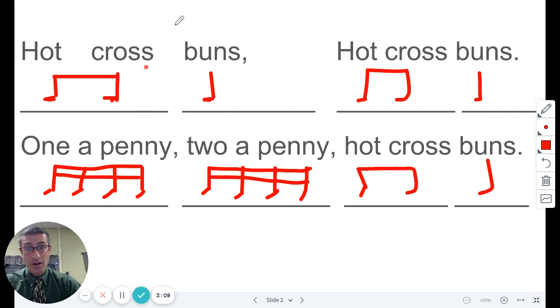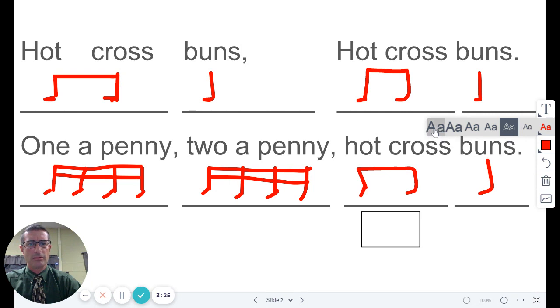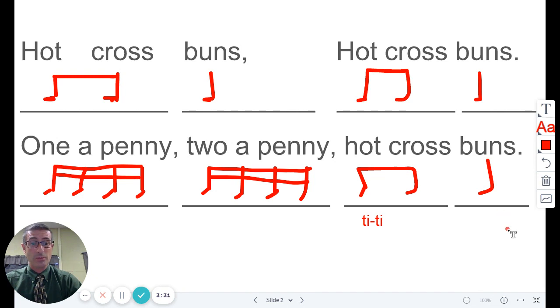So we have hot cross buns, one a penny, two a penny, hot cross buns. But we had those TTs, we had those tas, right? We said over here, we have TT. We know that's called TT. Oh, goodness, that's way too tiny. Let's make that really, really big. There we go. Awesome. So we call that TT, right? We know over here, when it's just one syllable on a beat, we call that one ta. So let's put ta right there for that one.